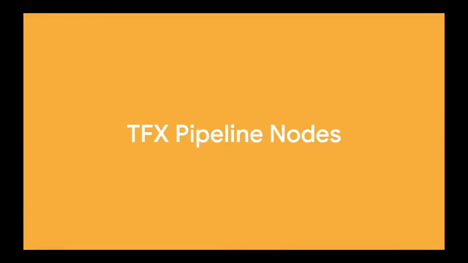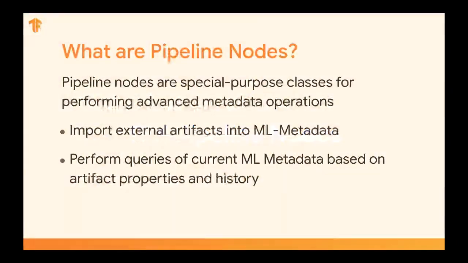So in addition to components in a TFX pipeline, there are also pipeline nodes. So what are pipeline nodes? Pipeline nodes are special purpose classes specifically for performing advanced metadata operations. That includes things like importing external artifacts into metadata or performing queries of the artifacts that are in metadata.